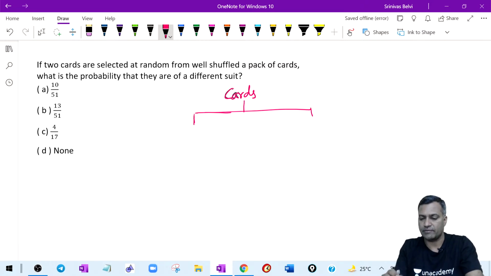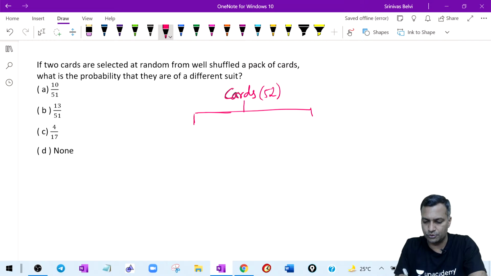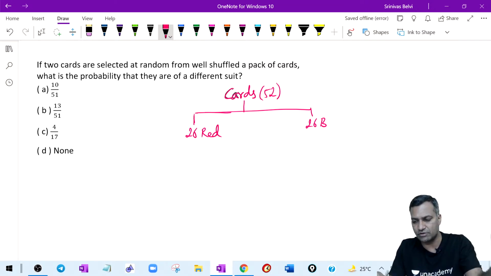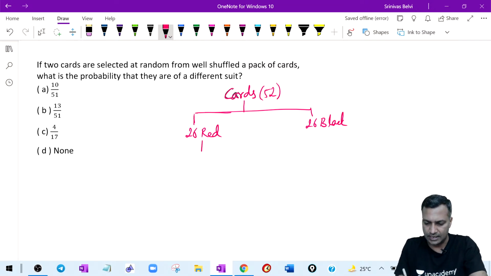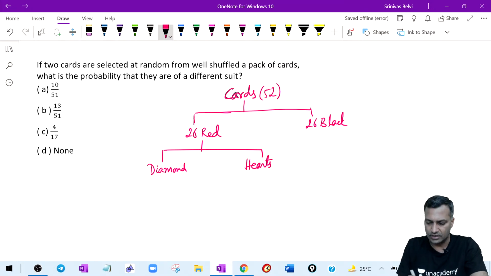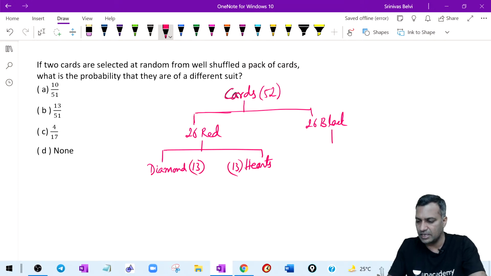If you have a deck of cards, there are 52. You have 26 red cards and 26 black cards. Under red there are two suits: diamonds and hearts, each suit being 13. Similarly, under black, we have spade and club. We have spade, which is 13 in number, and clubs, which is 13 in number.